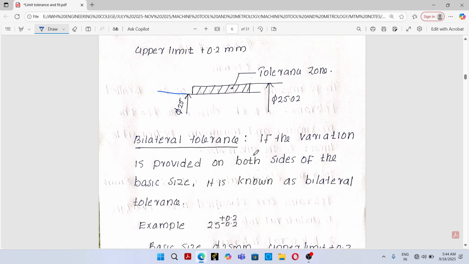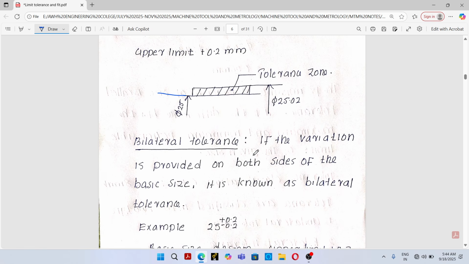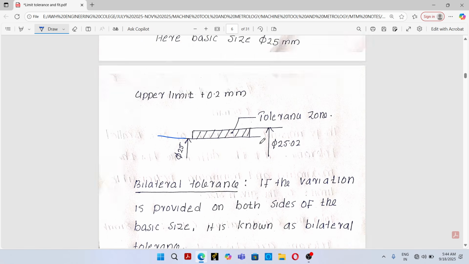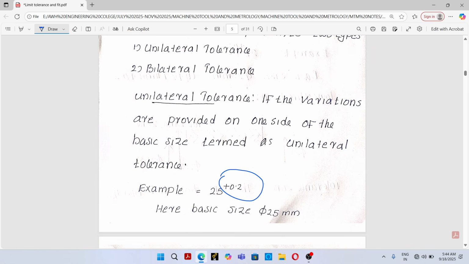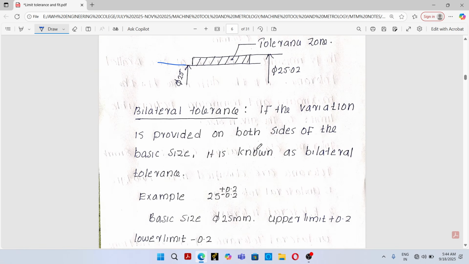So this is the classification of tolerance. That is, tolerance is classified into unilateral tolerance and bilateral tolerance. In unilateral tolerance, variations are provided only on one side of the basic size. In bilateral tolerance, variations are provided on both sides of the basic size.